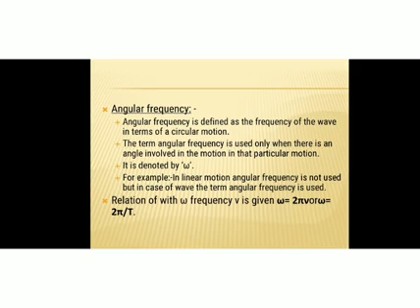And angular frequency is the frequency of the wave in terms of a circular motion, and it is denoted by omega. What is the angular frequency expression? Angular frequency ω = 2π/T. And in terms of frequency, angular velocity ω = 2πν. Okay, so angular velocity ω = 2πν, where ν is the frequency, or ω = 2π/T, where T is the time period.